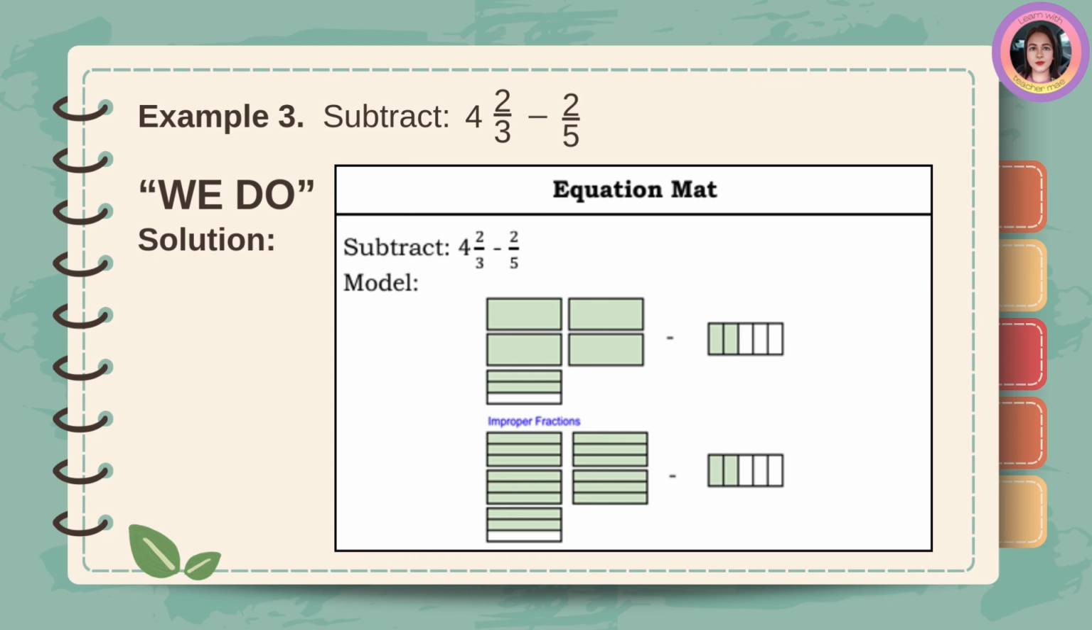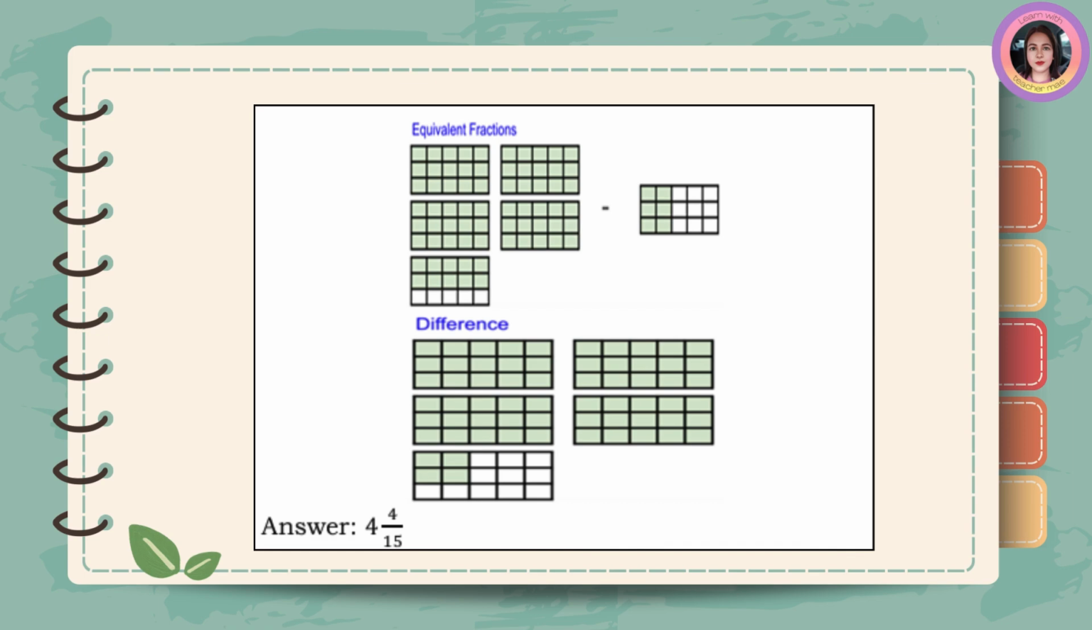Example number 3, subtract 4 2/3 minus 2/5. Solution: subtract 4 2/3 minus 2/5. The equivalent fraction of 4 2/3 is 4 10/15. The equivalent fraction of 2/5 is 6/15. 4 10/15 minus 6/15 is equal to 4 4/15. The answer is 4 4/15.